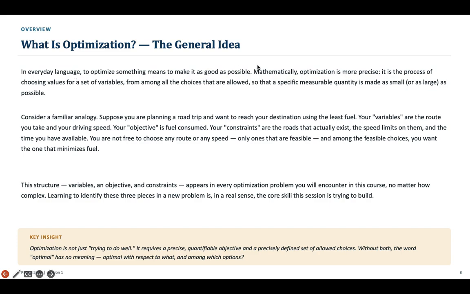Make it as good as possible. Mathematically, optimization is more precise. It is a process of choosing the values for a set of variables from among the possibilities. Did you go through this? This was my second slide, man.